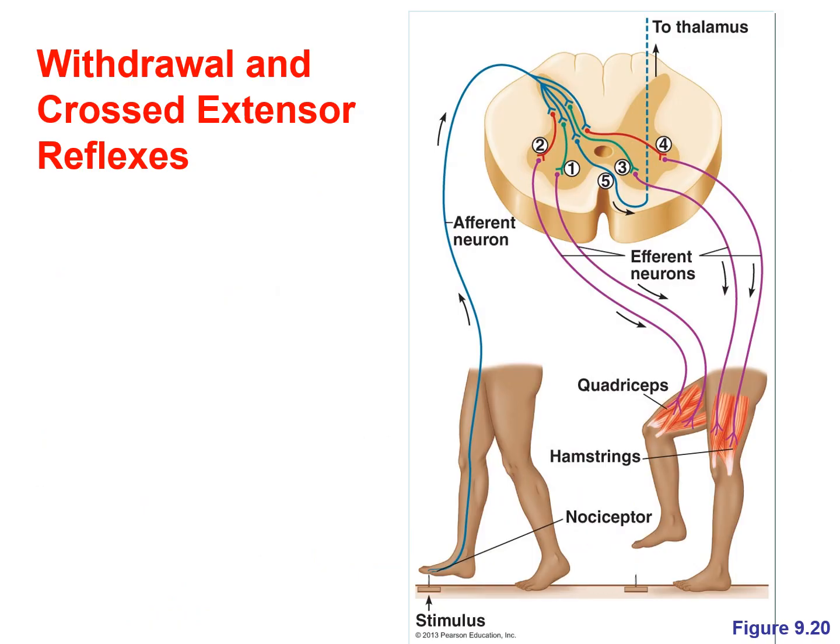Okay, our next reflex is the withdrawal and crossed extensor reflex. So if you're walking along and then step on a nail, the reflex would be to withdraw that foot that you stepped on the nail with, and then you need to cross over and extend the other leg to support your weight because now you're only standing on one leg. Okay, so withdrawal and crossed extensor.